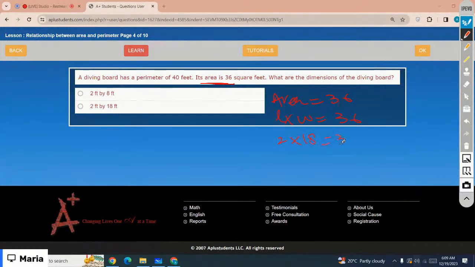Also, you can check for the perimeter. For the perimeter, you need to add all the side lengths. So that is 2 plus 2 plus 18 plus 18. So when you add them, 18 plus 18, 36, 37, 38, 39, 40. As you can see, when you multiply 18 times 2 it makes 36, and when you add all the four sides they make 40. So the correct option is 2 by 18. Very good. Option 1 is the correct option.